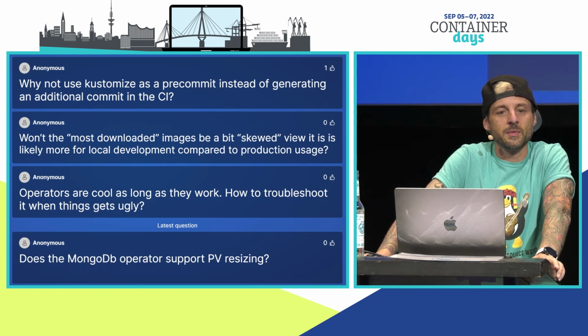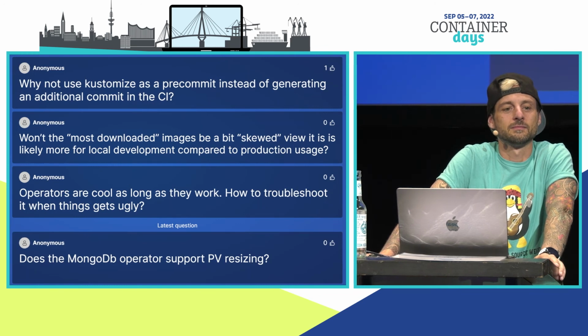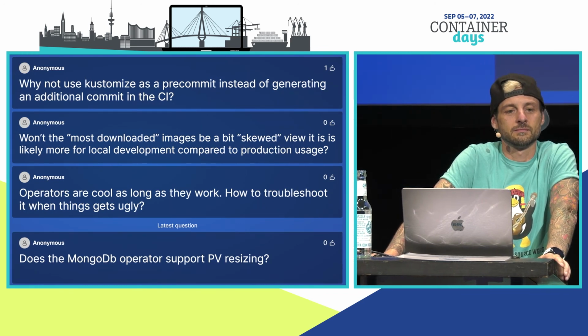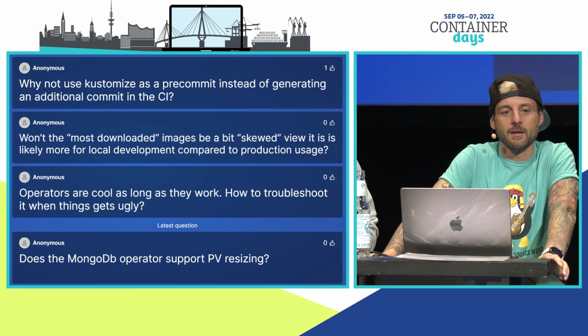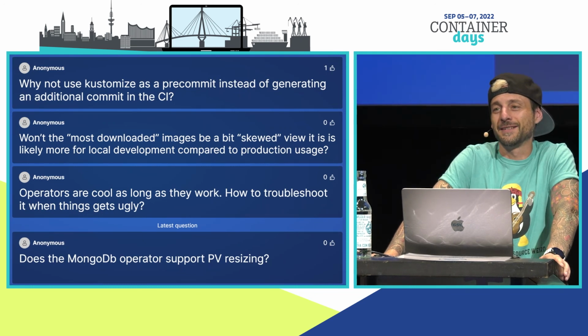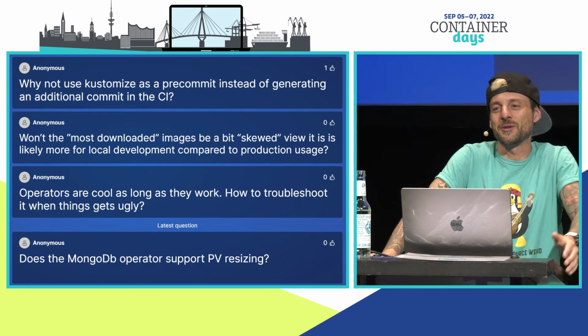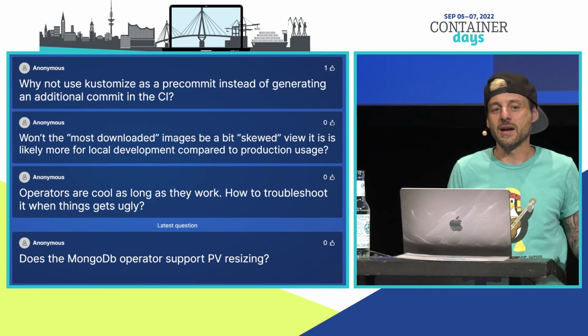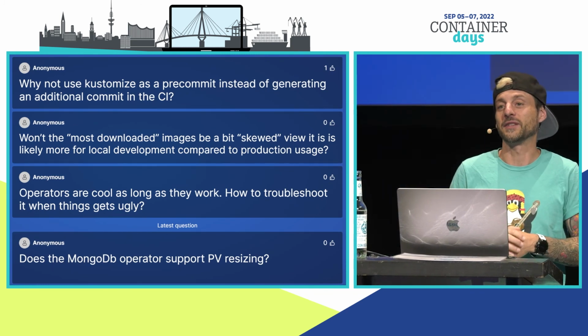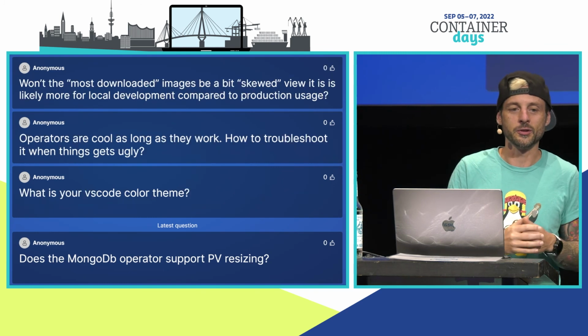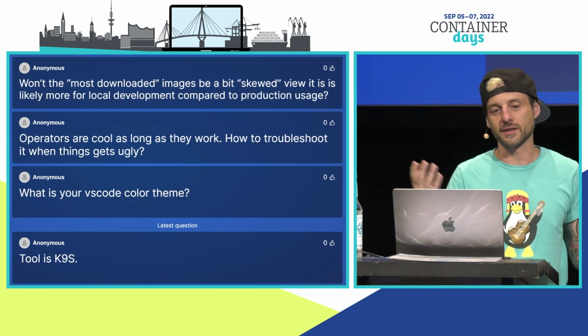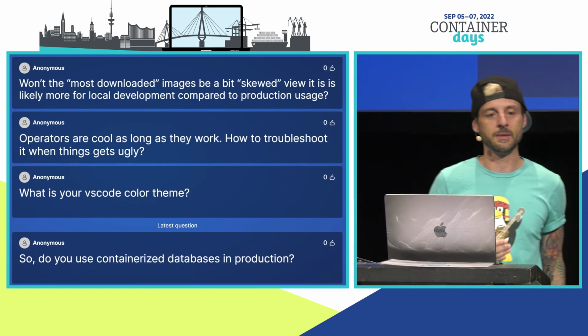Why not use Kustomize as a pre-commit instead of generating an additional commit in the CI? I'll just read it out for the people online as well. Because I could. No, I wanted to show Kustomize not just as a step as part of Tekton, right? There are many different ways to use Kustomize. I just chose this one for the purpose of the demo.